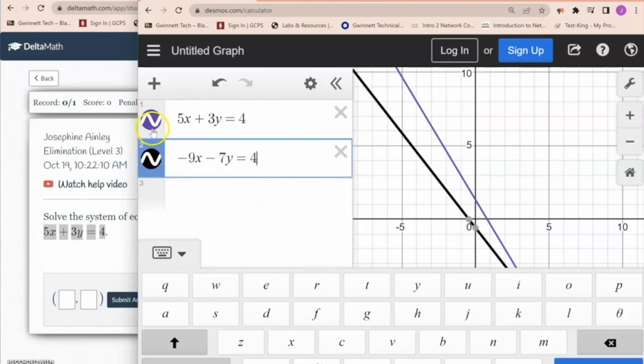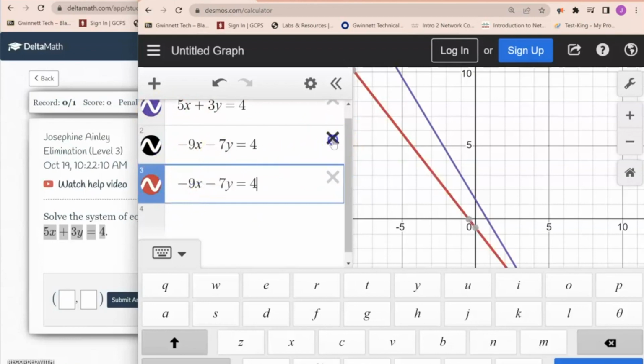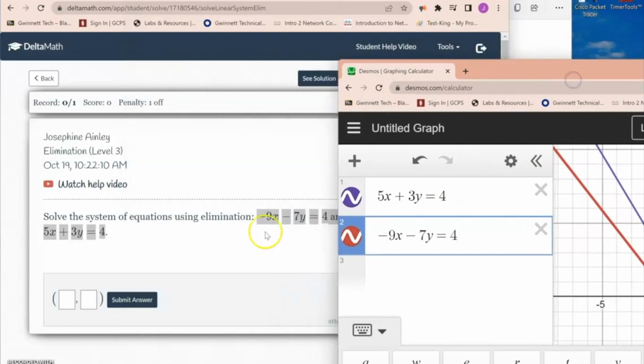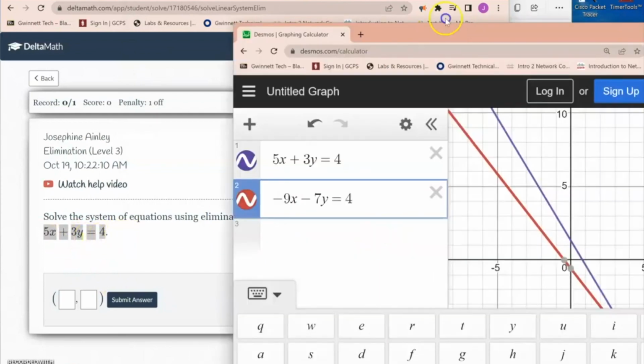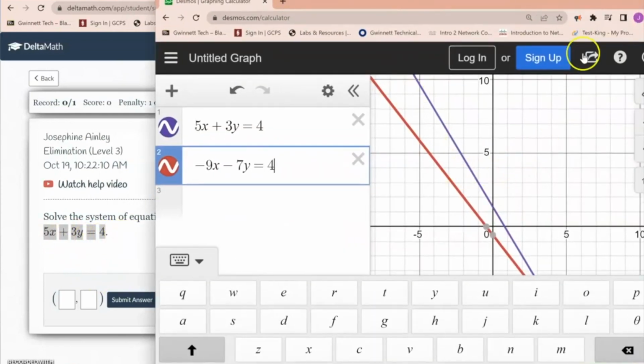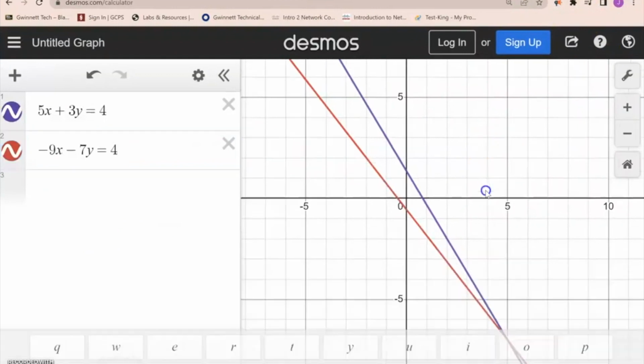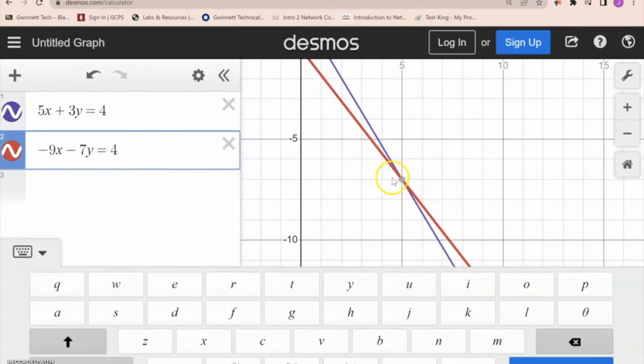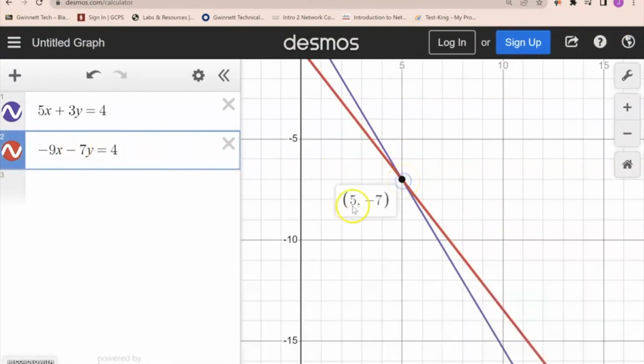Make sure they're two different colors. If they're not two different colors, go ahead and Control C again, Control V, and then cross out the extra one. All right, then always make sure it is what is in the question. Negative 9x minus 7y equals 4. 5x plus 3y equals 4. Perfect. All right, so again, anytime you're solving a system of equations, the intersection is the solution. I can't see this really clearly, but if I click into one of these, what happens? I get the dot.